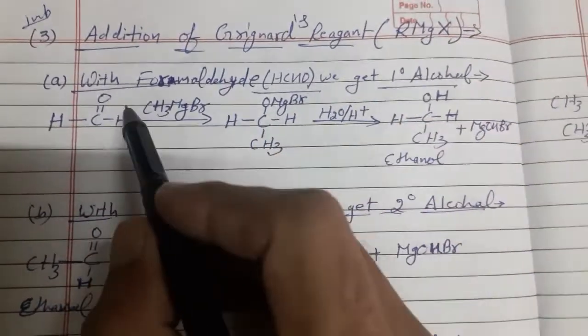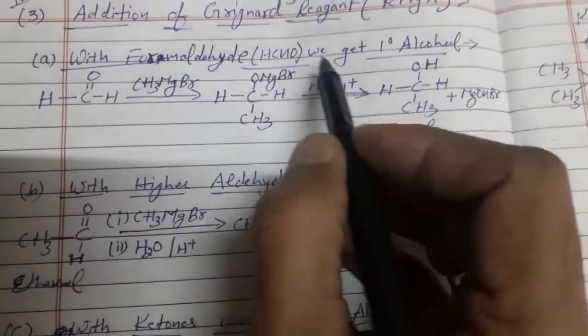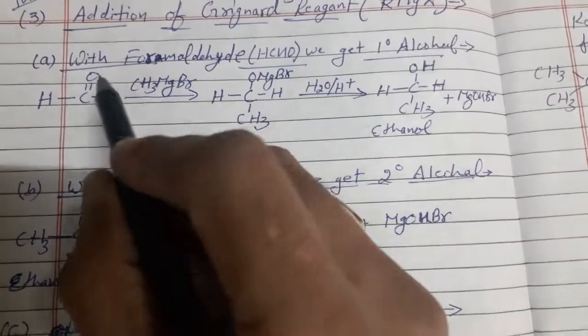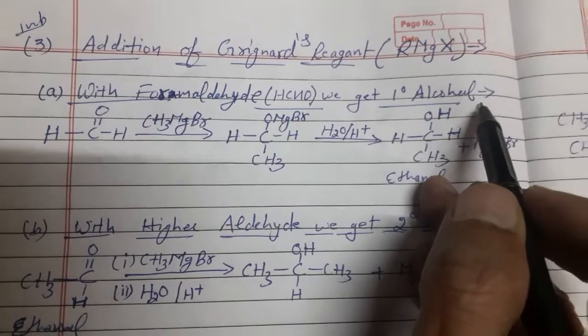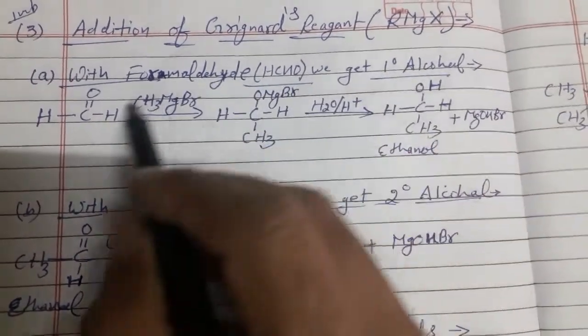In this kind of reaction, what happens? If we use formaldehyde as the aldehyde, that is, if we add formaldehyde, HCHO, to RMgX, then the product will be a primary alcohol. Actually this reaction happens in 2 steps.